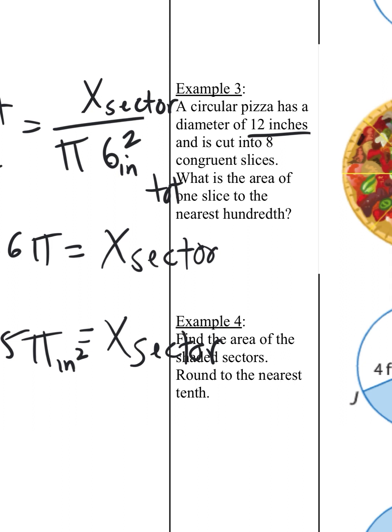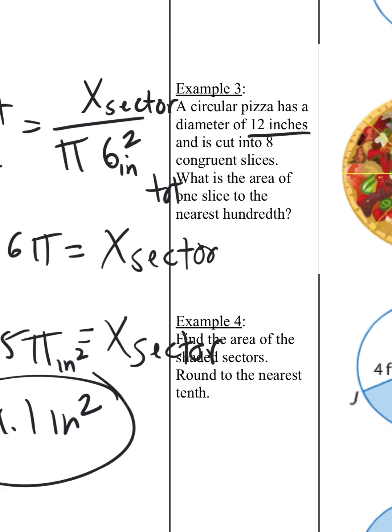Second, yeah, the caret button. Multiply that by 4.5. What do you get? 14.1. Yeah, so 14.1. Okay, 14.1 inches squared. That's the area of the sector.